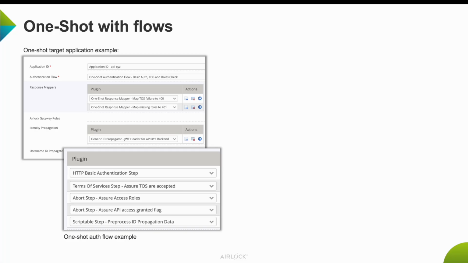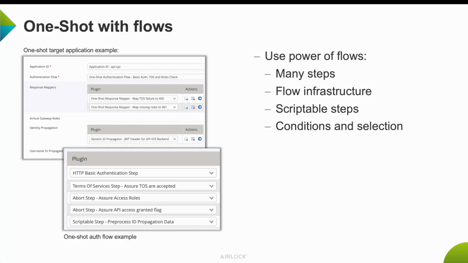Then the two abort steps assure that the necessary access roles are there using conditions. And also, just in this example, to see if an access grant on the database has been set. Last but not least, in this example, there's a scriptable step. It could be used in these examples to pre-process identity propagation data before sending it to the backend.